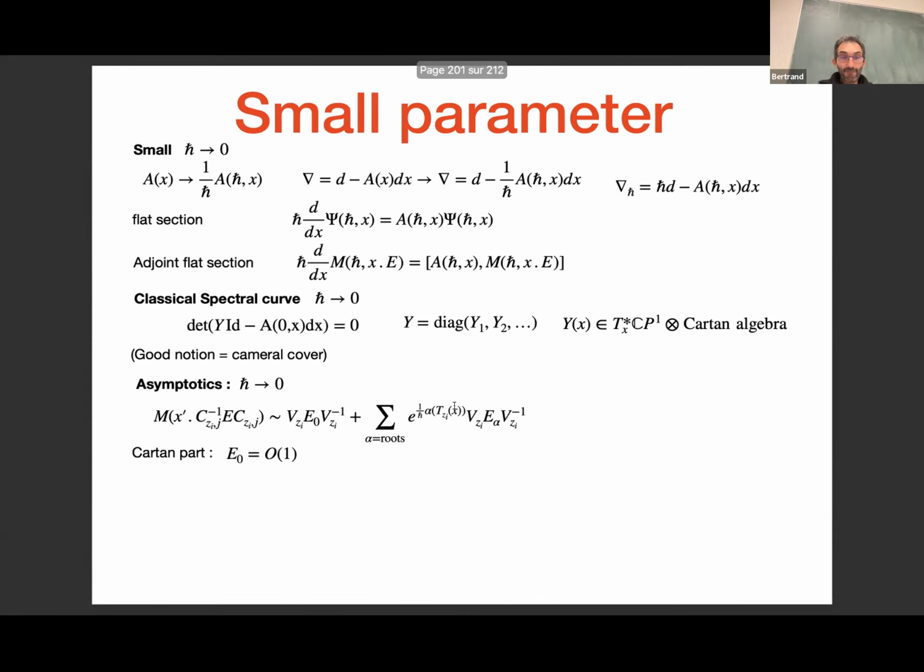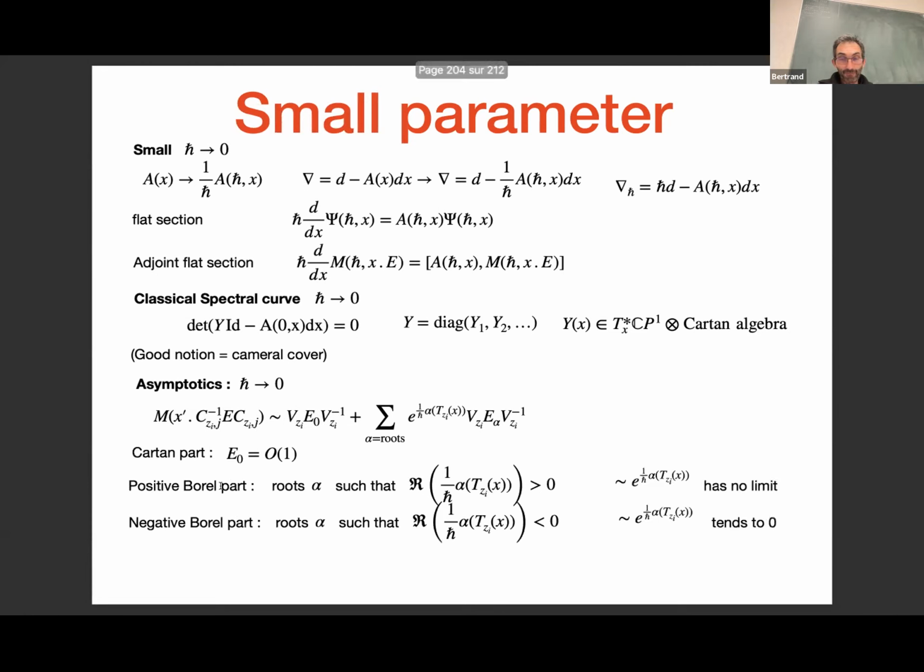And let's decompose the root space into the positive Borel part and the negative Borel part. In the positive Borel part, we take only the roots such that the real part of this exponential is strictly positive. And this has no limit when h bar goes to 0 because it is the exponential of something with a positive real part, very large. It has no limit. Whereas for the negative Borel part, this exponential has a limit. It tends to 0 faster than any power of h bar.